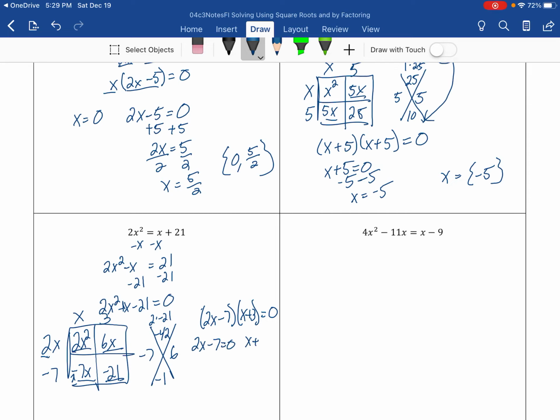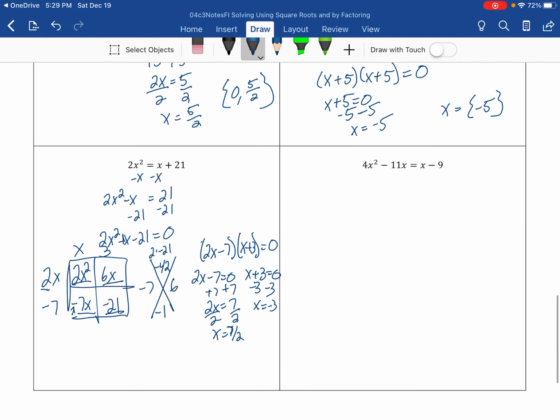I set each factor equal to 0. 2x minus 7 equals 0. x plus 3 equals 0. I add 7. 2x equals 7. Divide by 2. x is equal to 7 halves, and that's a fine answer. Minus 3, x equals -3. And so x is going to be equal to -3 and 7 halves, or positive 3.5.